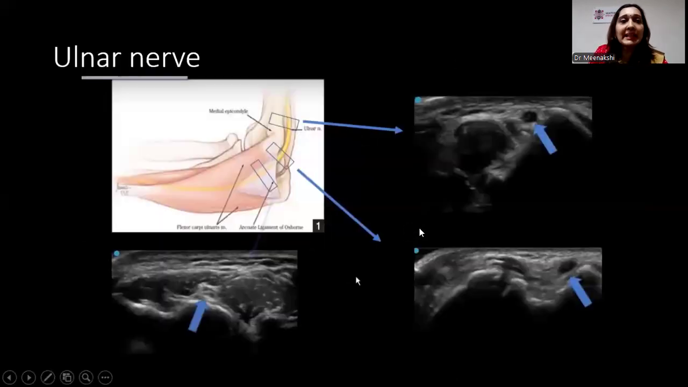So the most important is the next thing, we go to the ulnar nerve. Just showing you a gist of some of the important nerves and where we actually scan them and what findings we can get. And then we're going to finish off the talk with some interesting cases.